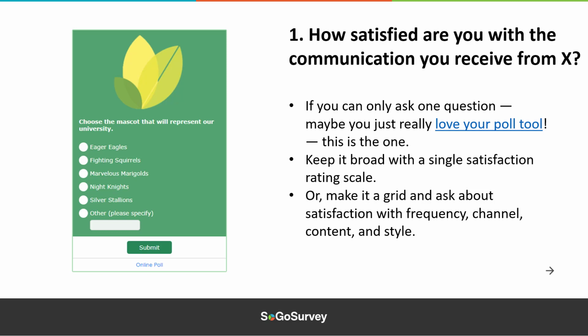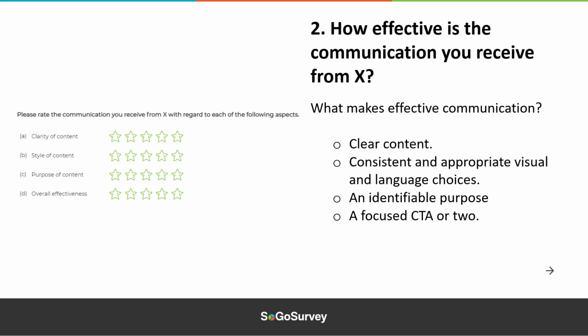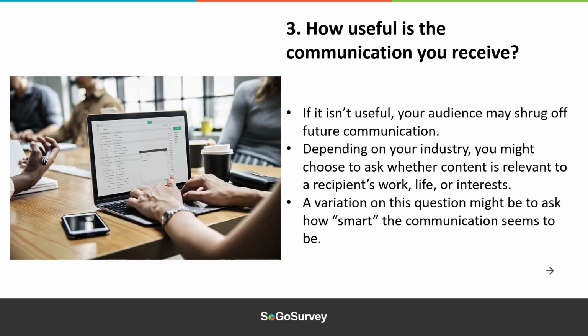And remember that you can drill down a little deeper too. Another question that's really smart to ask is, how effective is the communication you receive? And think about what you mean by this. You might decide to define what you mean here by effectiveness: clarity, style, visual and language choices, purpose, maybe a CTA. How useful is the information? Maybe it's effective, but people don't feel like it's relevant or important to them. If it's not useful, their eyes might glaze over a little bit the next time they see a message from you. They think, oh, that's not important.